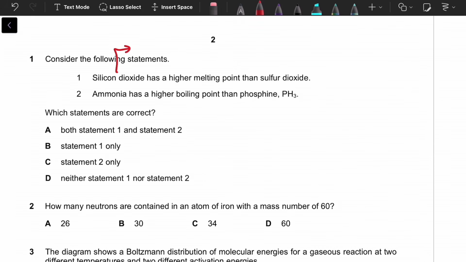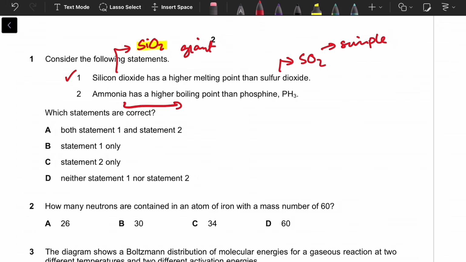The formula for silicon dioxide is SiO2 and the formula for sulfur dioxide is SO2. Now, what is expected of us is to recognize that silicon dioxide is a giant covalent, while sulfur dioxide is a simple molecular gas. Therefore, silicon dioxide definitely has a higher melting point than sulfur dioxide due to the presence of many strong covalent bonds. The second statement says that ammonia has a higher boiling point than phosphine, which has the formula PH3.